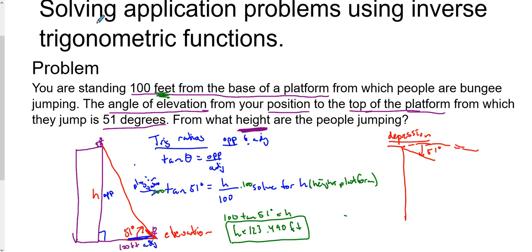Key things when you're solving applications: this was not using inverse trigonometric functions because we weren't solving for an angle, but we are using trig ratios. First, identify the trig ratio with your given constraints. From there, plug in the values and solve for h, in this case multiplying by 100, and then use your calculator to find the answer. Make sure you know the difference between angle of elevation going up and angle of depression going down when you're doing problems like this.